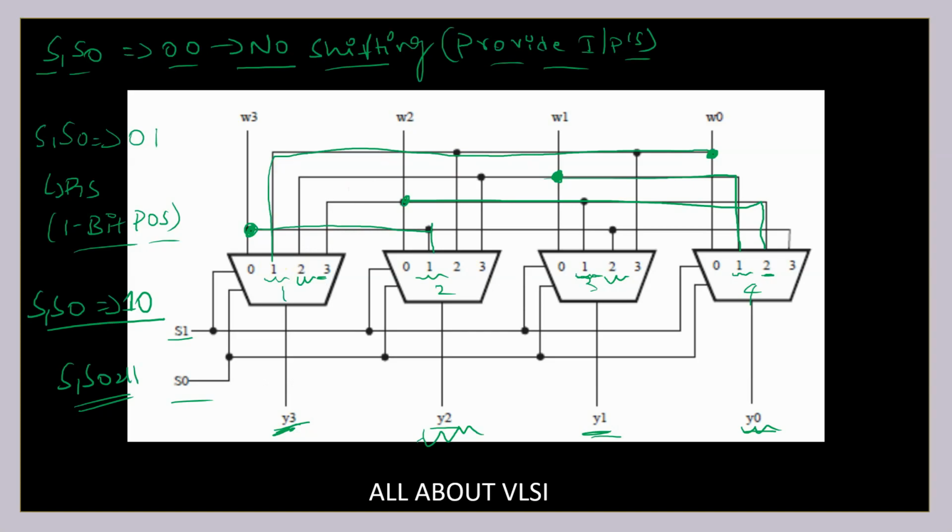This is how the barrel shifter is being designed, and this is the reason the barrel shifter is very, very fast, and it can be used in your arithmetic logic units for shifting operations or DSP units for performing shifting operations, and this is the reason we are going to use it. So that is how we have designed our barrel shifter.